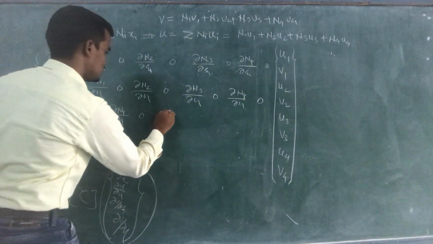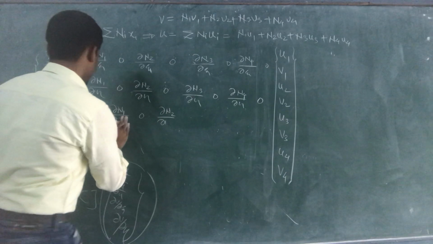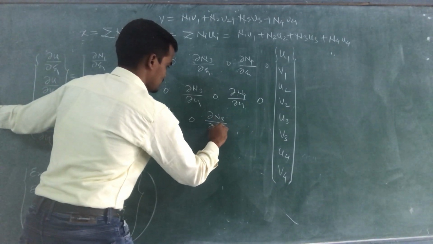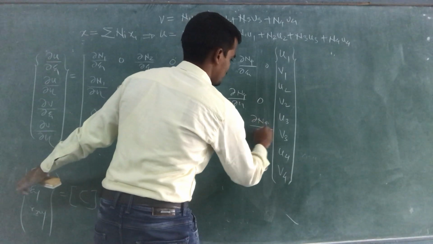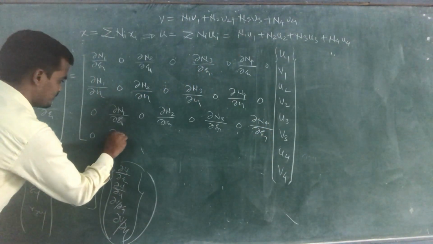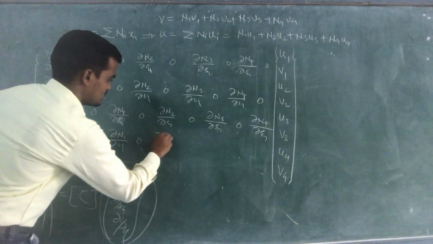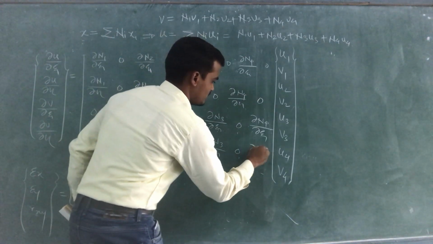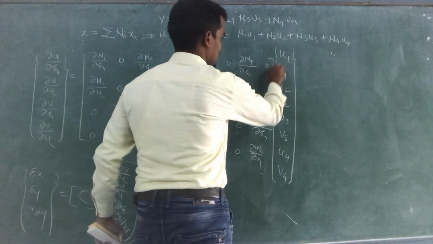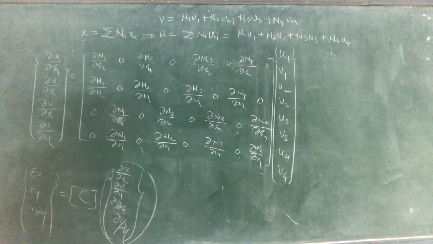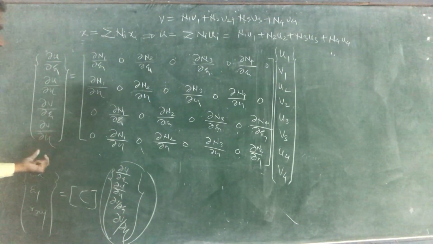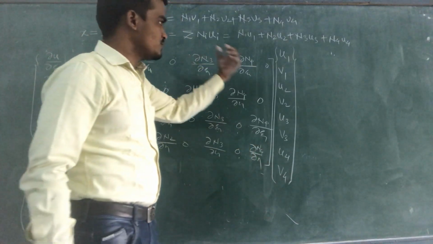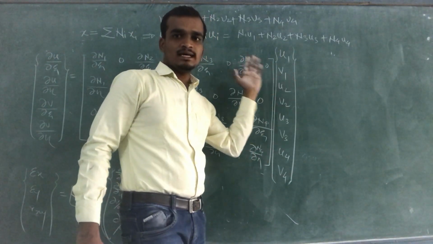by del eta, then this term 0, del n2 by del zeta, zeta, this will become 0, then del n3 by del zeta 0 and del n4 by del zeta, finally 0 del n1 by del eta 0, del n2 by del eta 0, del n3 by del eta 0, and del n4 by del eta. So this is the final matrix in which we have converted this vector in all displacements u1, v1, u2, v2, u3, v3, u4, v4.